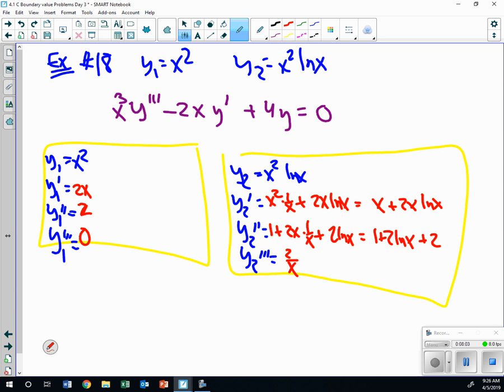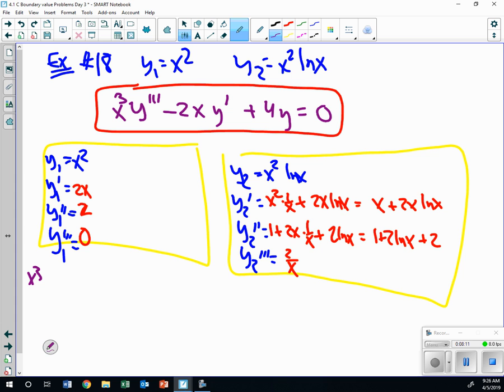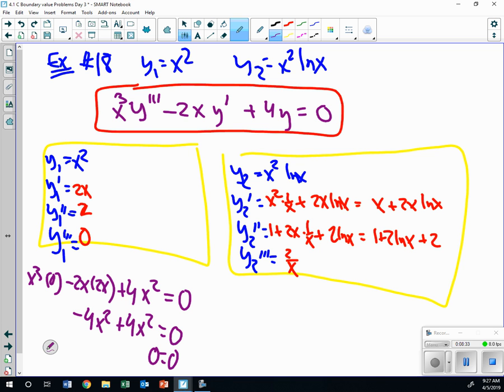All right, so now for this one, we're going to use this equation and verify each one. So this one, we're going to take x cubed, the third derivative is 0, 2x times the first derivative, which is 2x, plus 4 times y, which is x squared, and we want it to be 0. Here, this is 0, so you get negative 4x squared plus 4x squared. It works. So that one's verified.